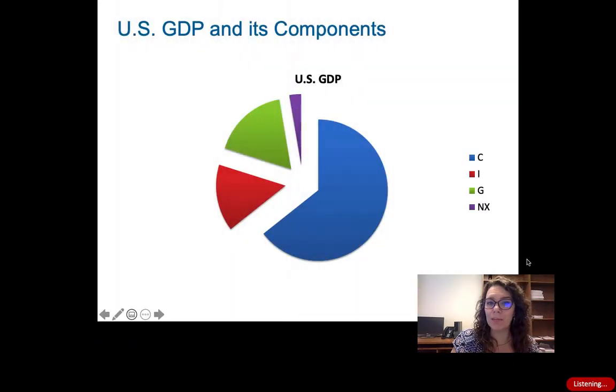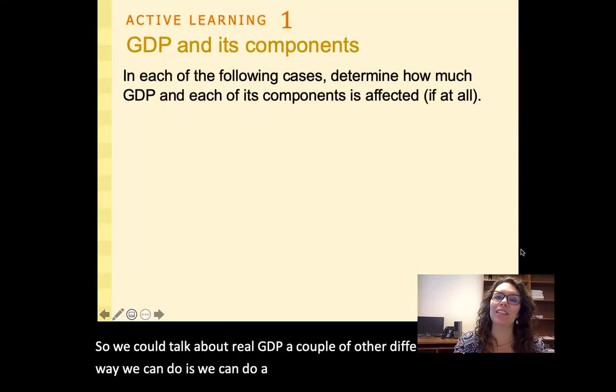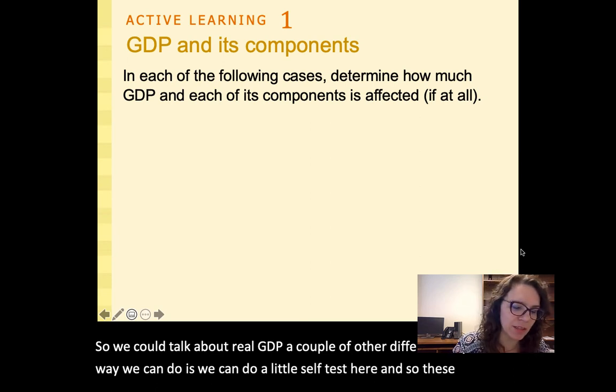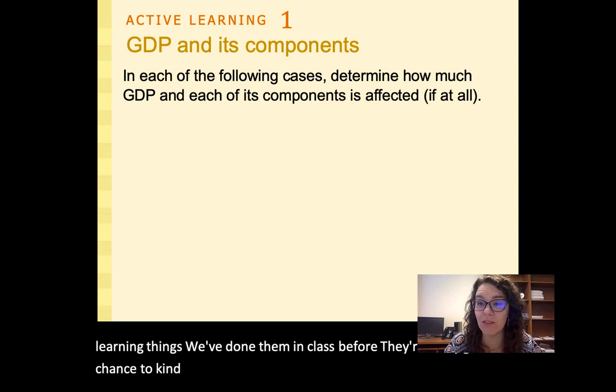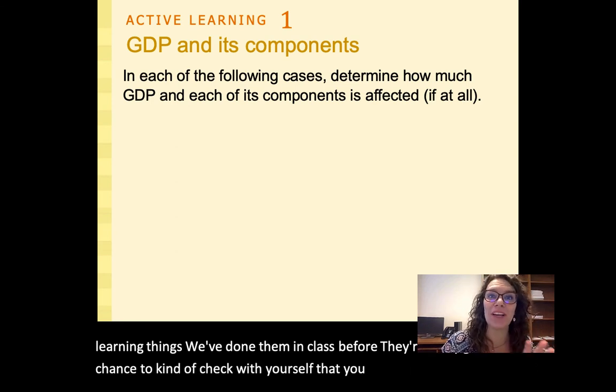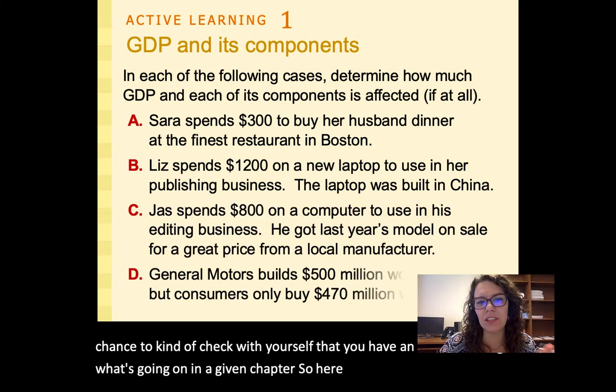So we could talk about real GDP a couple of other different ways. One way we can do it is a little self-test here. These active learning things, we've done them in class before. They're a really great chance to check with yourself that you have an understanding of what's going on in a given chapter. So here we have 4 different situations.